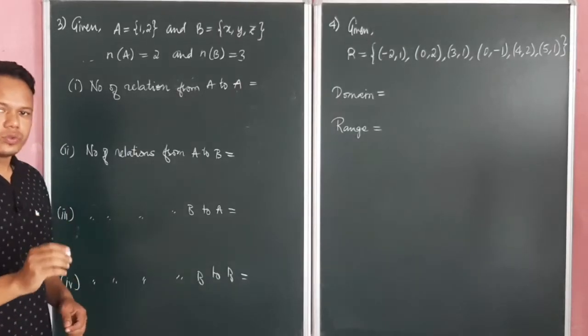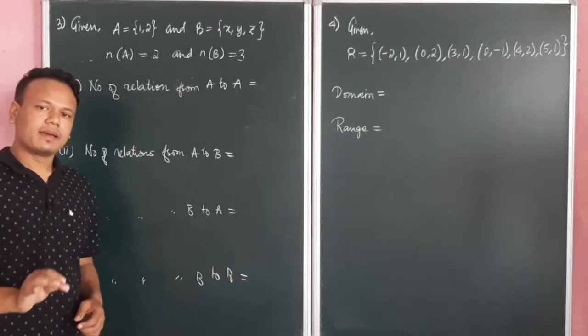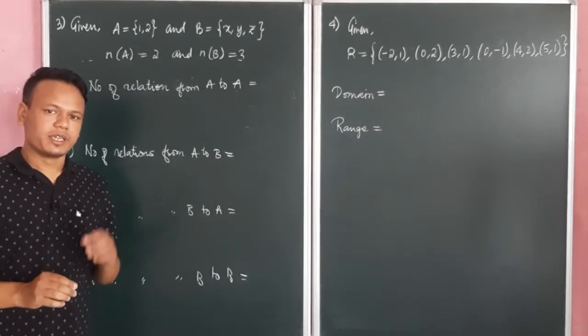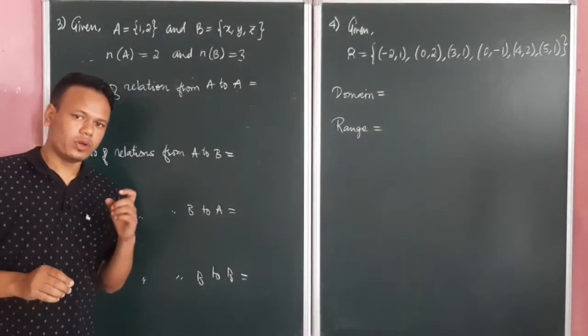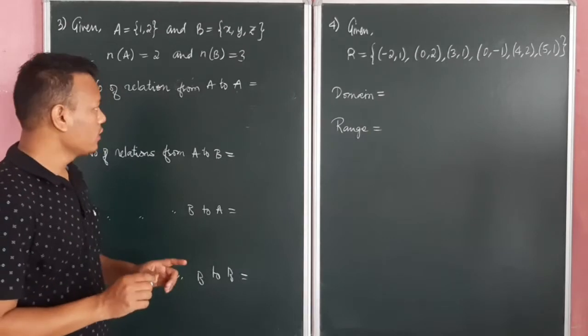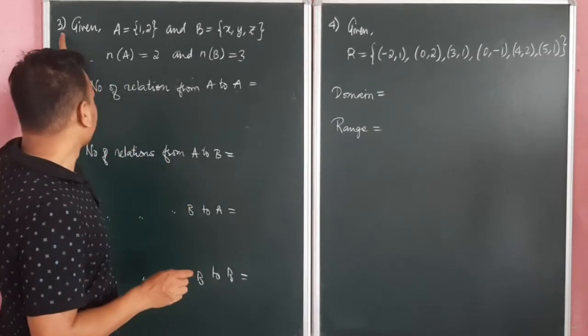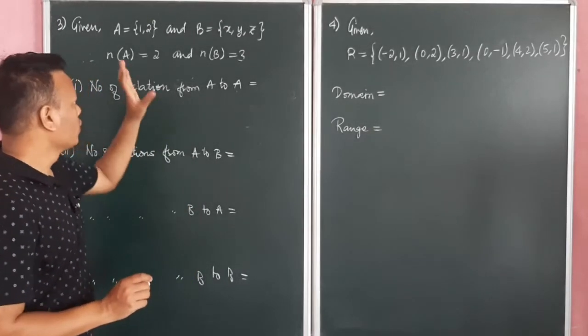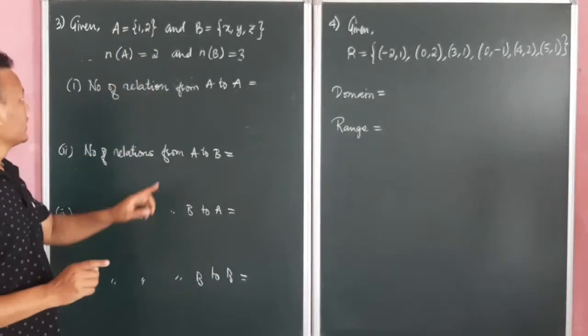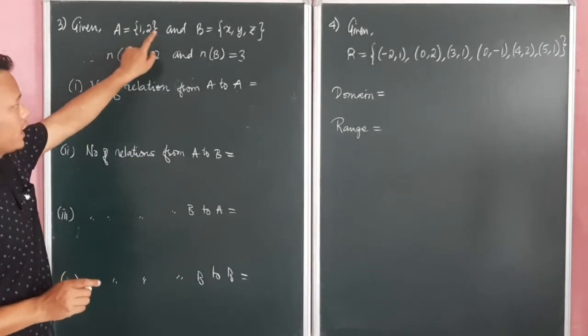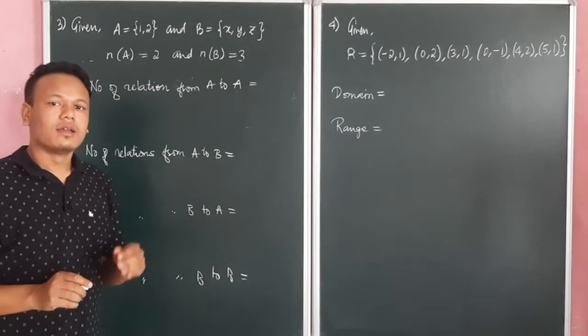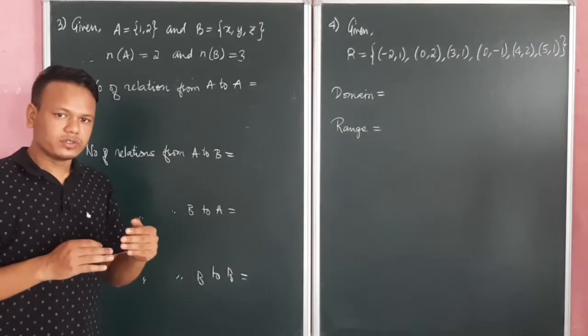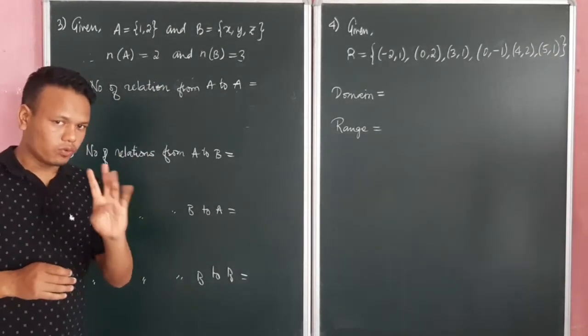Alright, so having understood the definition and examples on relation, let's begin with the sums. I am taking exercise 2.2, and the first question for the day is question number 3. The question says, given A is this set and B is this set, find the number of relations. There are 4 parts given.